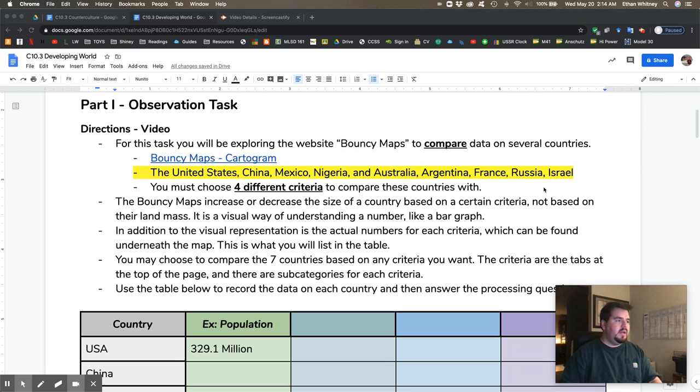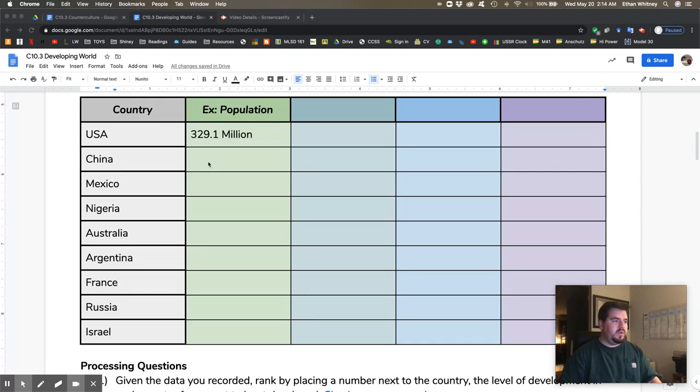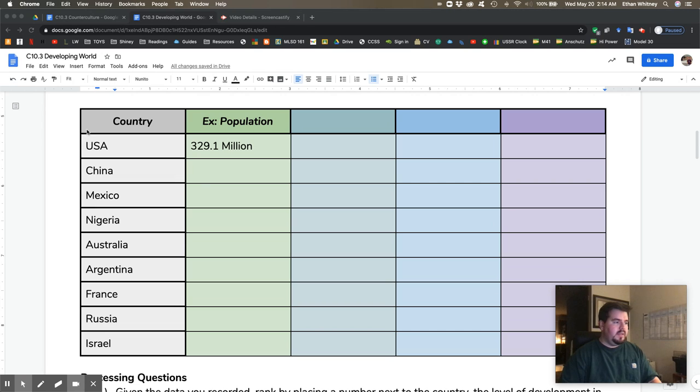All right. So part one, basically what you're going to do is compare these eight or nine different countries. You're going to compare them based on specific criteria. You get to choose the criteria. There's a huge list, okay? But what you're going to do is follow this example.